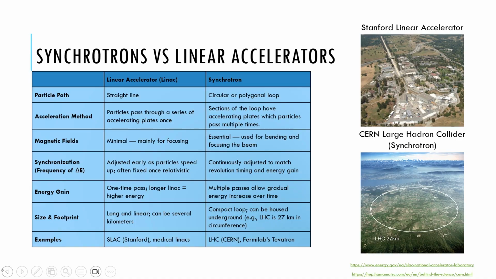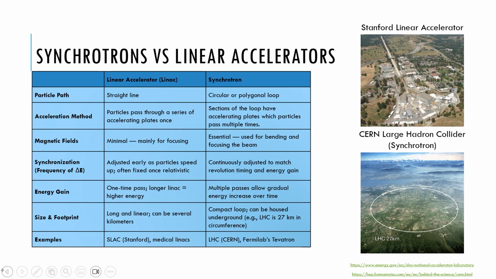There are some key similarities and differences between synchrotrons and linear accelerators, and I just wanted to take a little bit of time to compare them now. For a linear accelerator, the particles travel in a straight line, whereas for a synchrotron, they travel in a circular or polygonal loop. It may not be a perfect circle, but there'll be some sort of cyclic nature to it. For the linear accelerator, because the particle doesn't return to the accelerator at the beginning, it only gets that acceleration once. Whatever's been set up to accelerate the particle at the beginning of its travel, that's it.